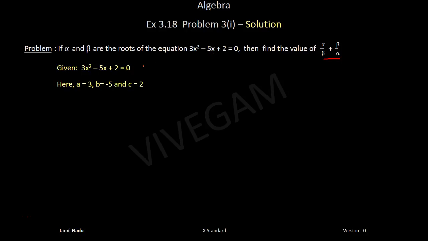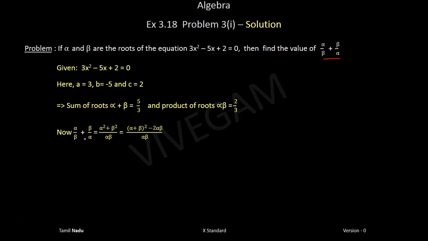So here the equation is 3x square minus 5x plus 2. So a is 3 and b is minus 5 and c equal to 2. Okay, sum of the roots is alpha plus beta, that is minus b by a, right? So it will become minus of minus 5 divided by a is 3, 5 by 3, and product of the roots alpha beta is 2 by 3.